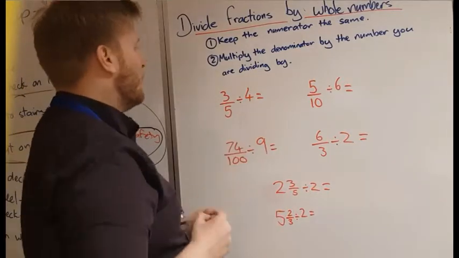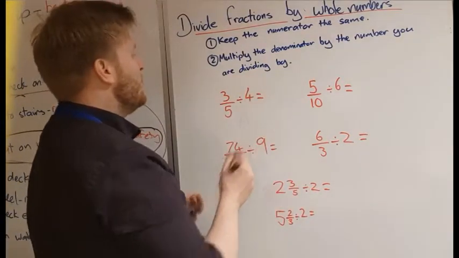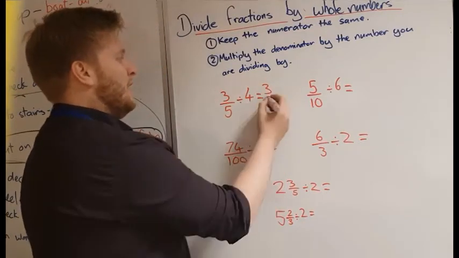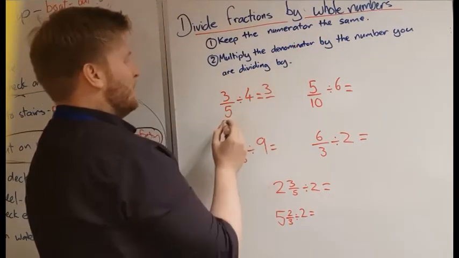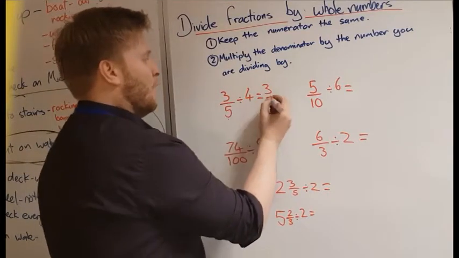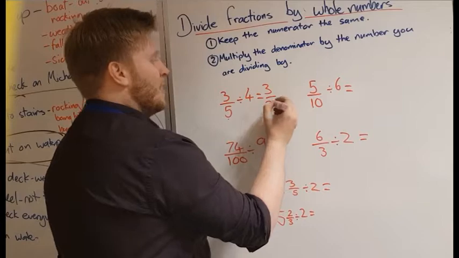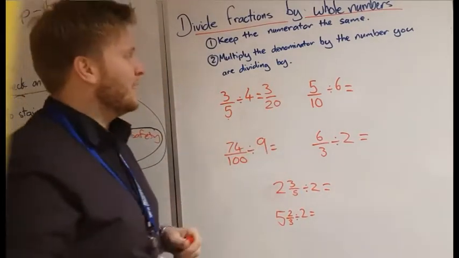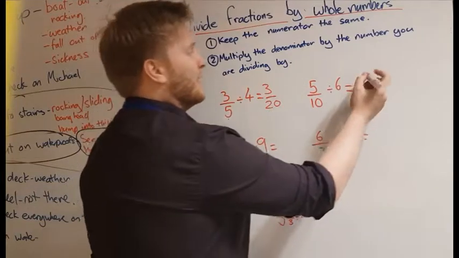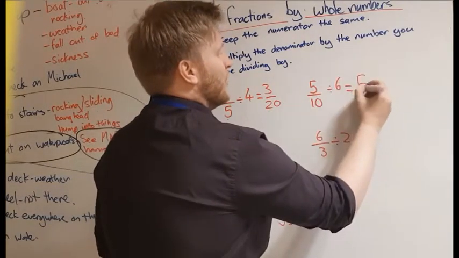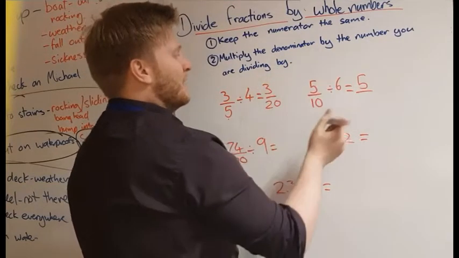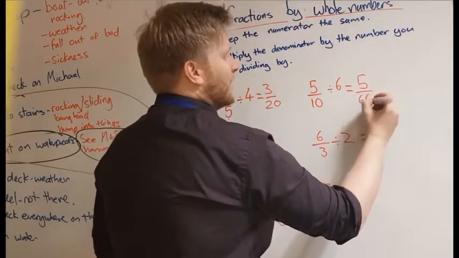Here we go, first one. We're going to keep the numerator the same, 3, easy job. Now we're going to multiply the denominator by the number we're dividing by. 5 times 4 is 20, so my answer is 3/20. Now I've got 5/10 divided by 6. Rule 1, keep my numerator the same. Then I'm going to do 10 times 6, denominator times the number, and I will get 60.